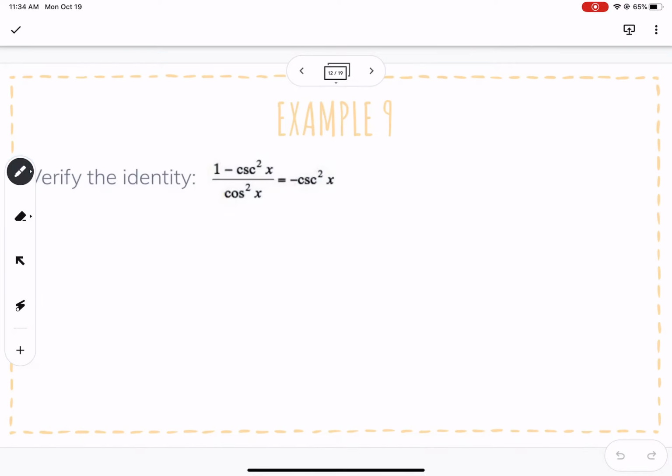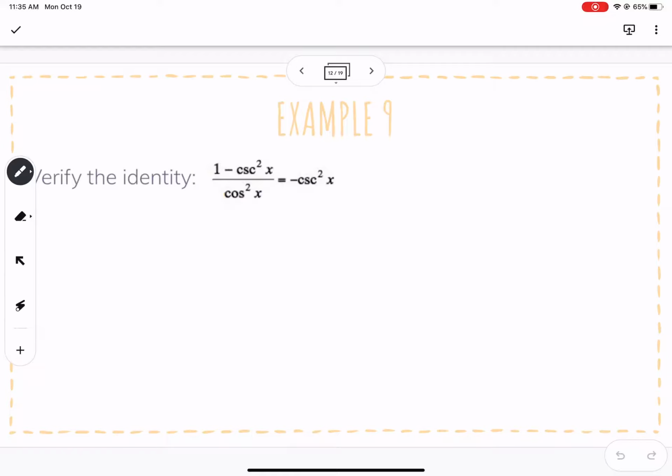Let's try another one, and then I'm going to have you try some on your own. So we have 1 minus cosecant squared in the numerator, all over cosine, and we're trying to verify that that equals negative cosecant squared. One more time, I already recognize one of the Pythagorean identities.